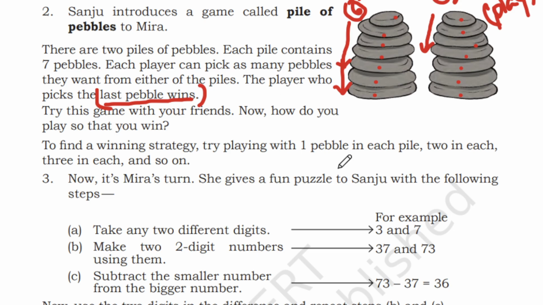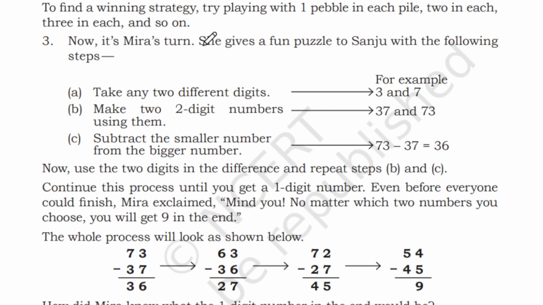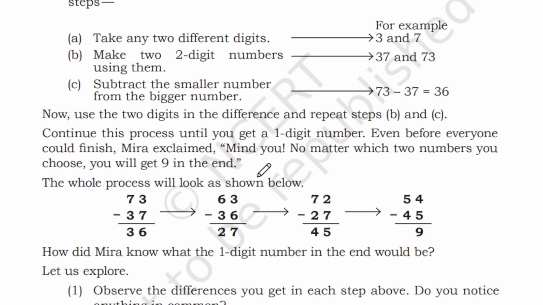Okay. So next, now it's Meera's turn. She gives a fun puzzle to Sanju with the following steps. Take any two different digits, for example 3 and 7. Make two digit numbers. So we can make two digit numbers using 3 and 7. You get 37 and 73. There is no number repetition here.